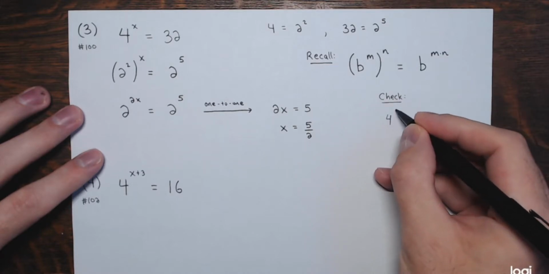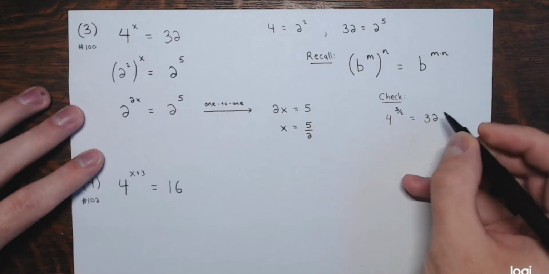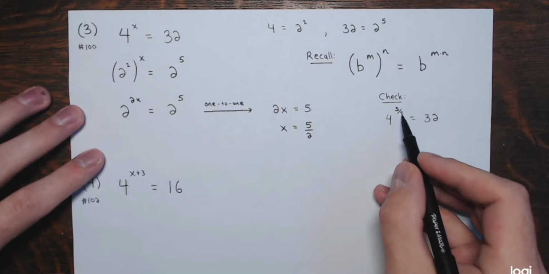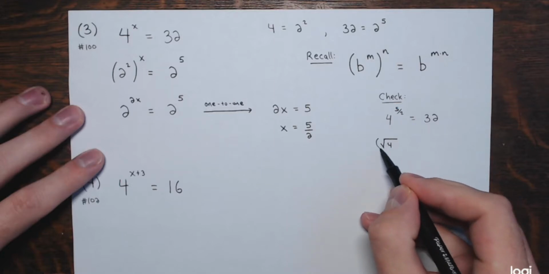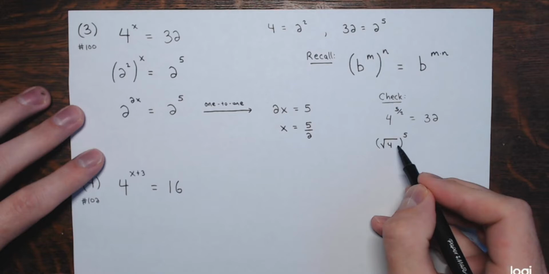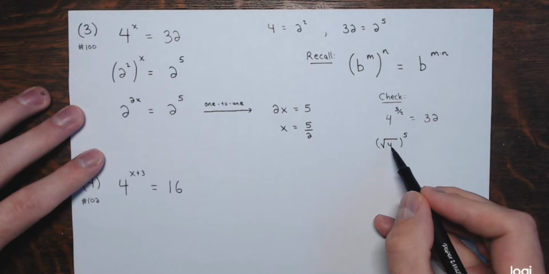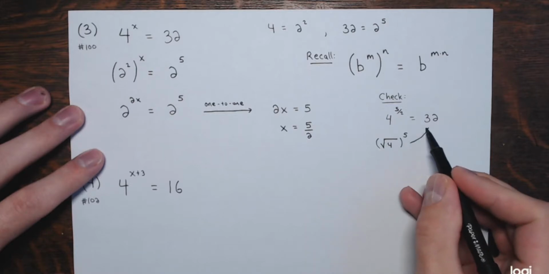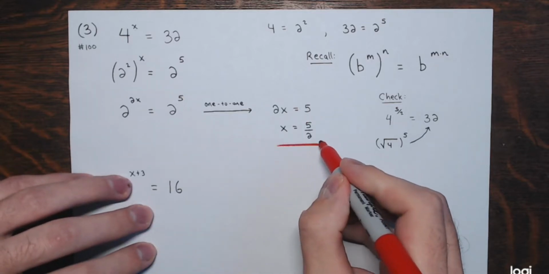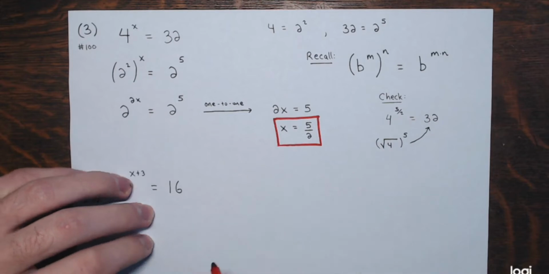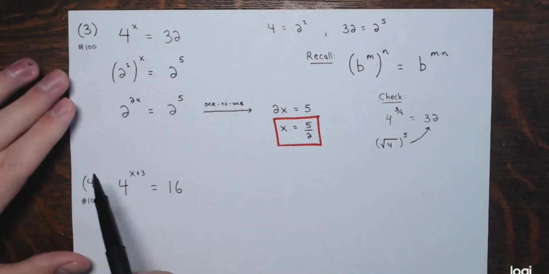Now 4 to the 5 halves power. I'm hoping you remember how to evaluate fractional powers. Remember, the denominator of 2 means you're taking the square root of 4 and then you raise it to the numerator power. That's the same thing as 4 to the 5 halves. And the square root of 4 is 2. 2 to the 5th is 32. So this totally works. x equals 2.5 or 5 halves is the solution of this equation. Great.